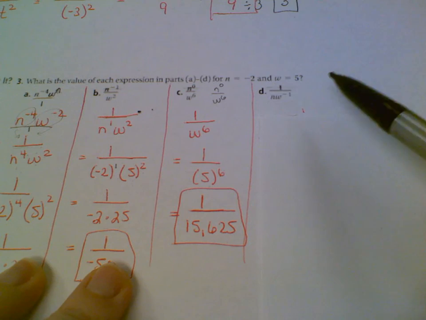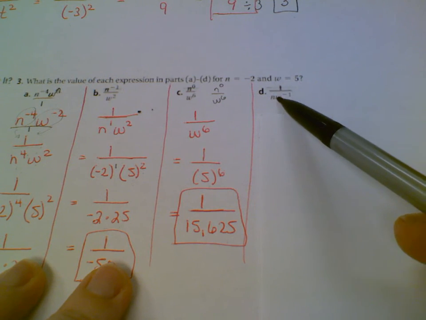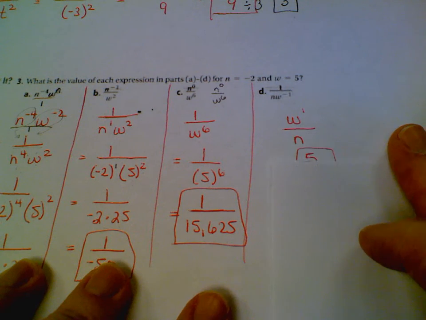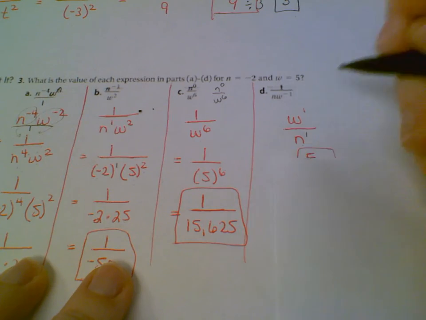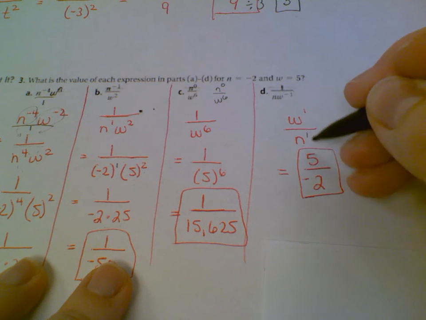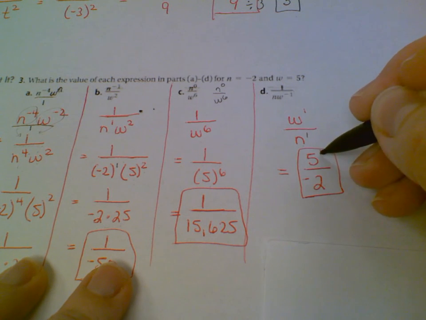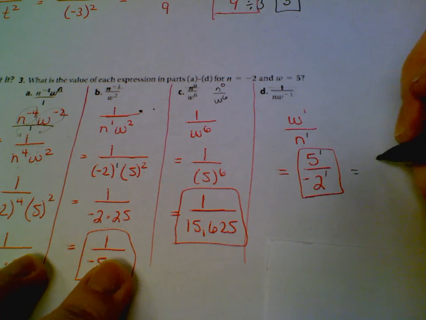So on the last one, I would simplify, so w to the negative first would need to move to the top. So I would get w over n to the first. Then I would simplify, so I would put in 5 for w and negative 2. And then if I have them both to the first power, it would still stay as 5 over negative 2.